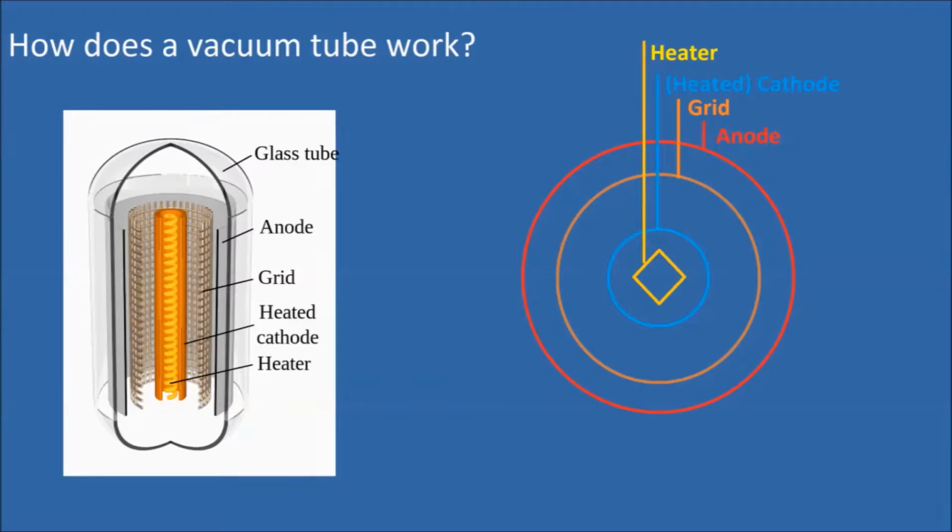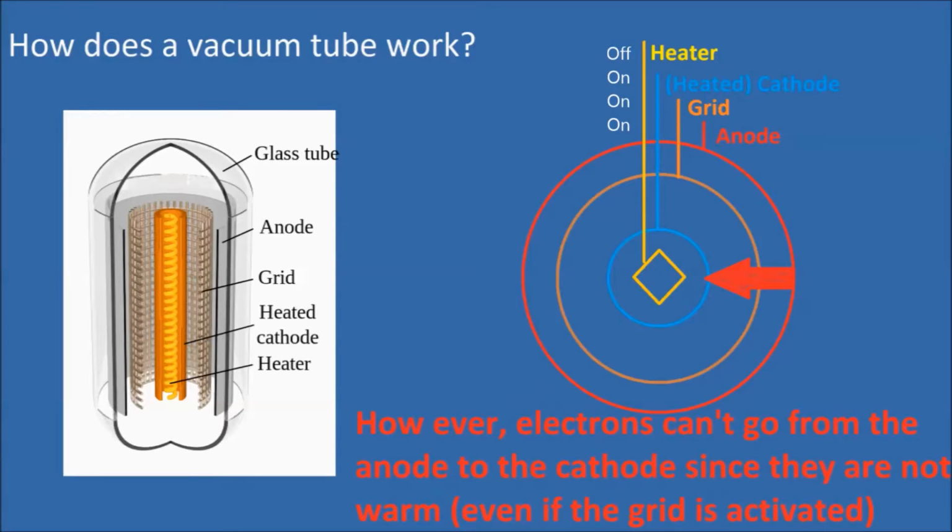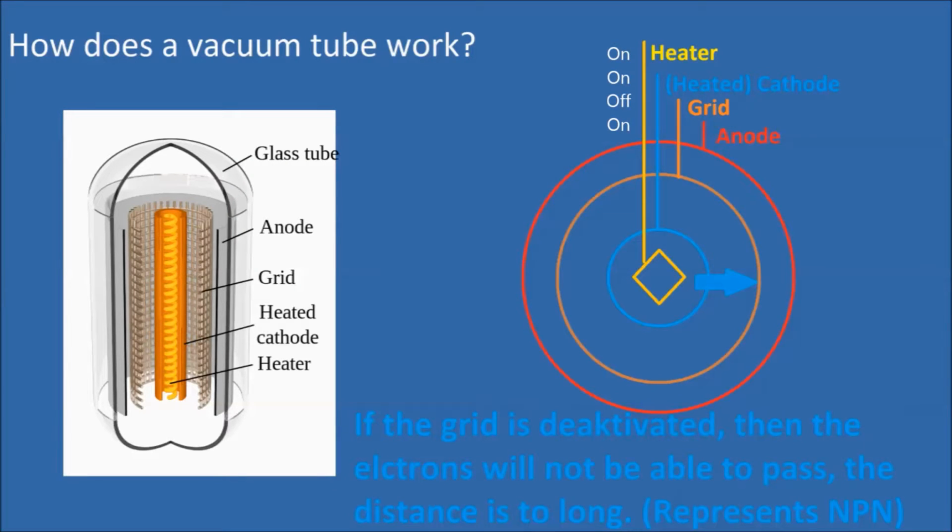Now I'll tell you how a vacuum tube works. So let's say that all components would be connected to a network. The warm electrons from the cathode will flow via the activated grid to the anode. However, vice versa is not possible because the electrons coming from the anode are not warmed up. But if the grid is deactivated, then electrons will not be able to pass in any direction. The distance is just far too long for the electrons, even if they're heated.